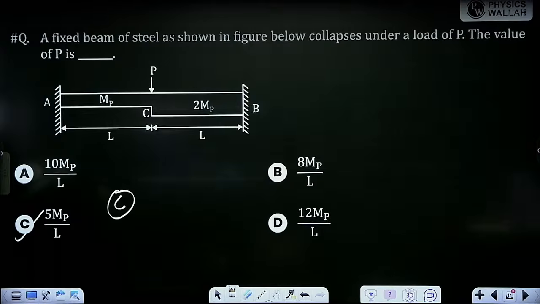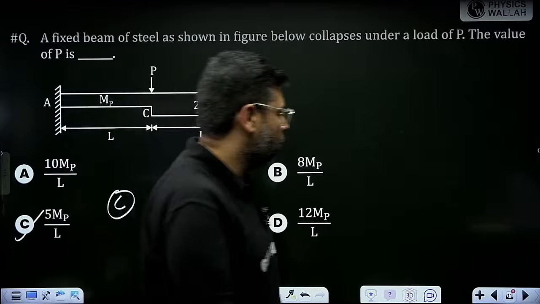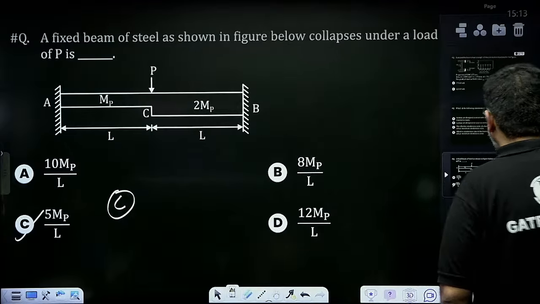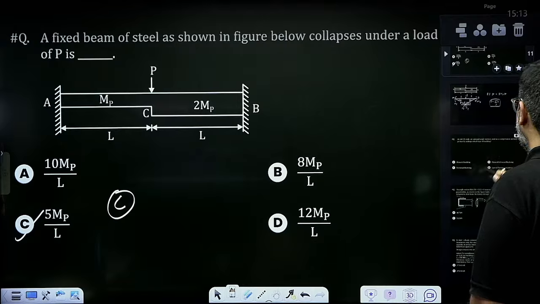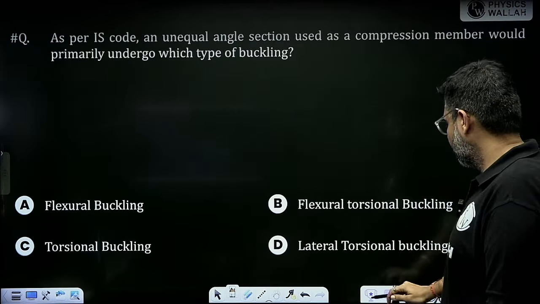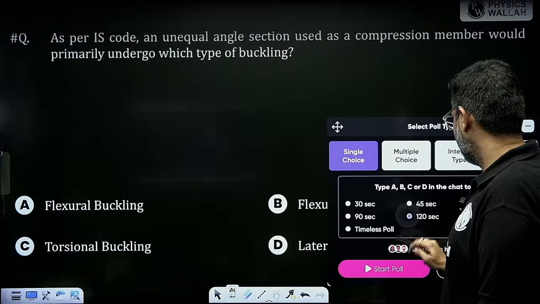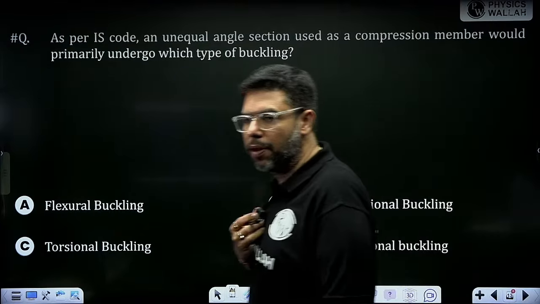Give it a good try, please. Very good questions. Are you liking the questions? Let's see answer of this one, whether you will be able to do it or not. Simple questions again, please solve it.